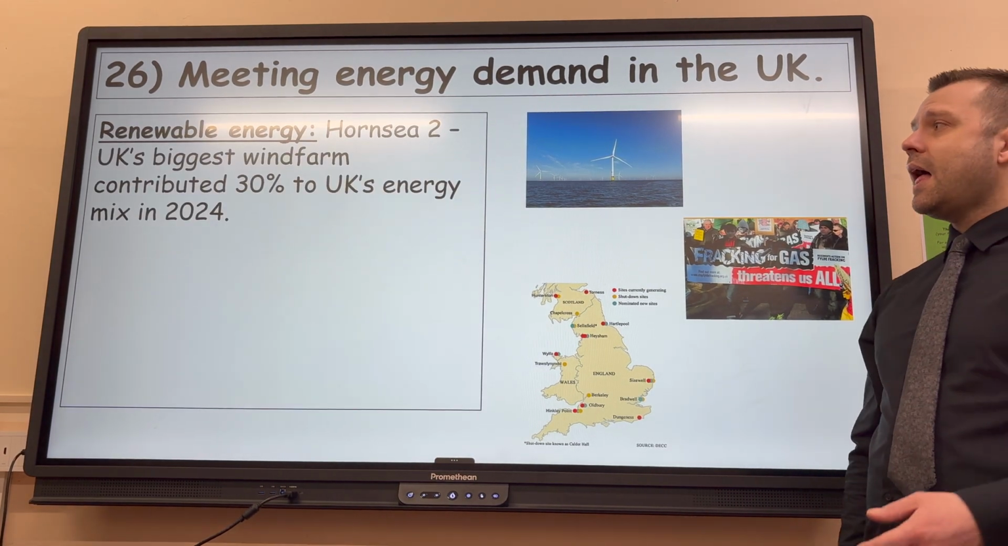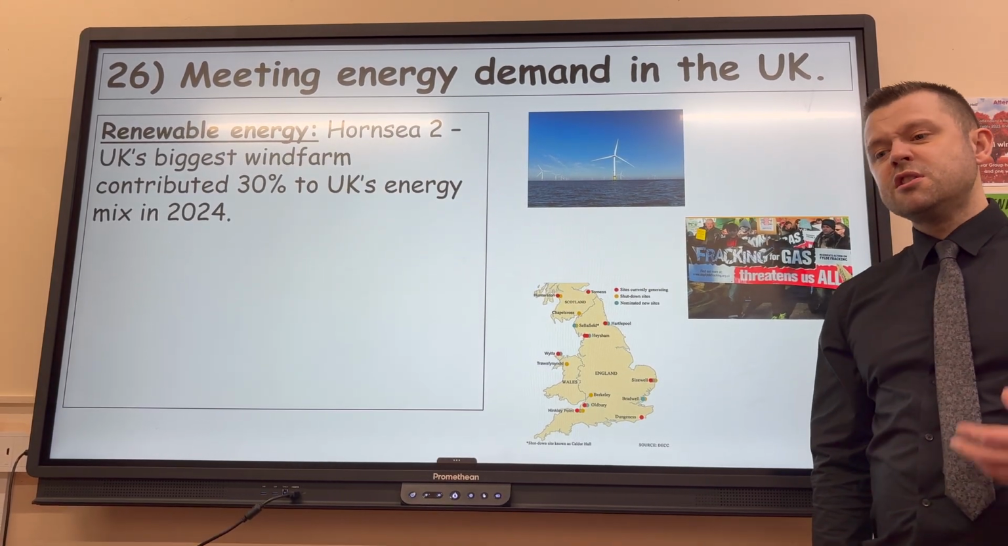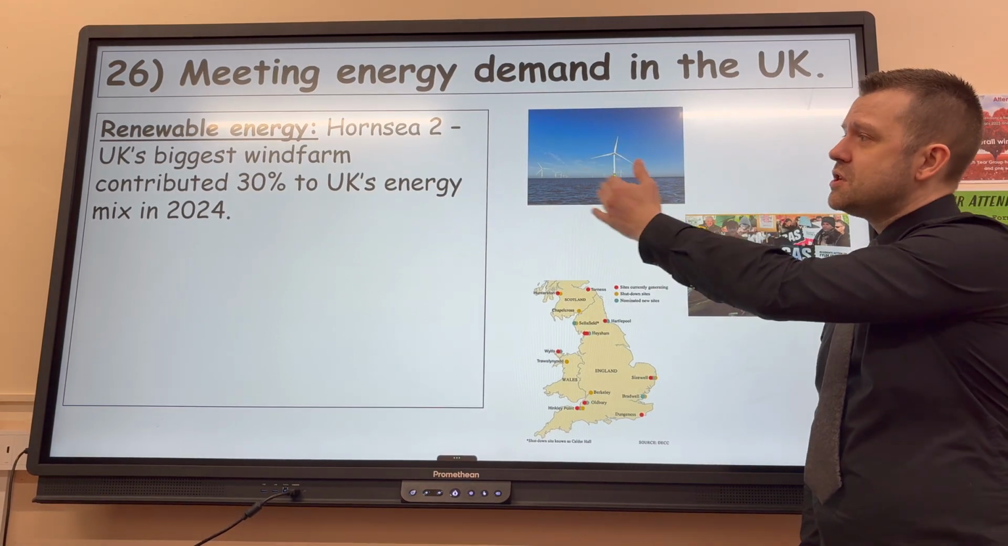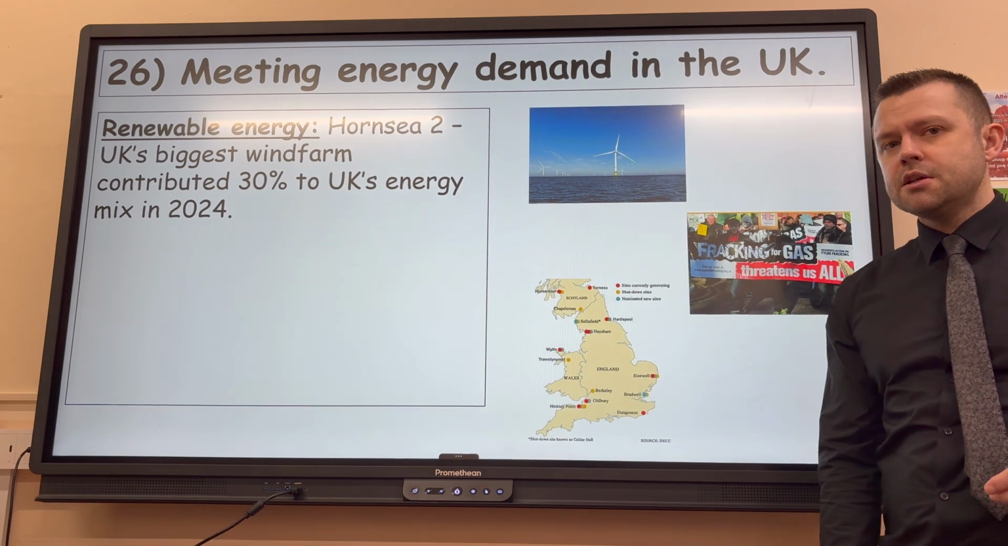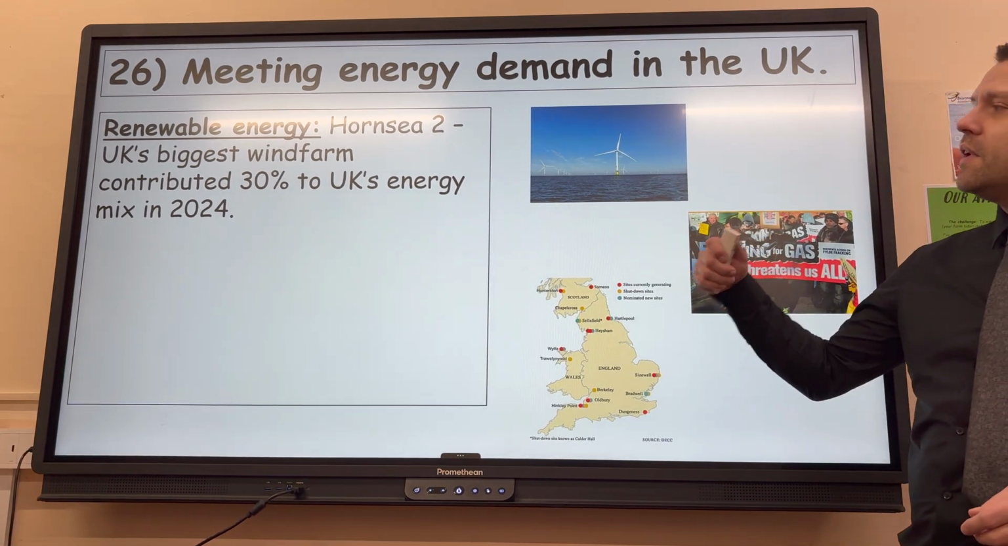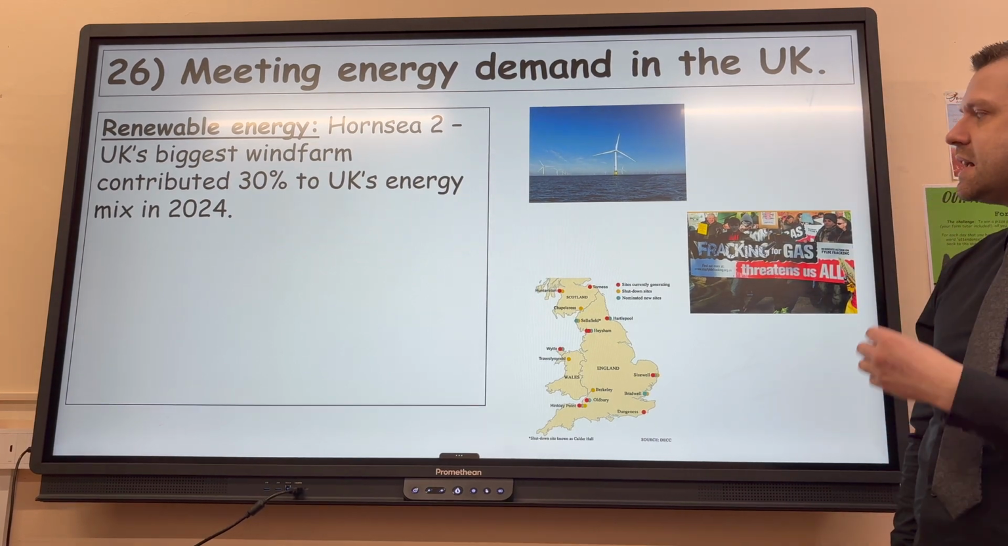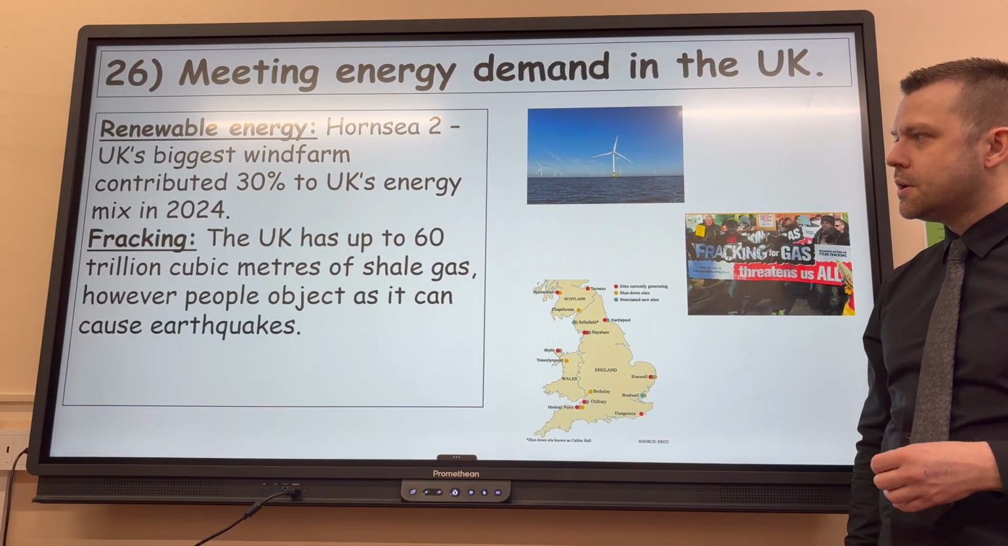So, renewable energy is an alternative to burning fossil fuels. And one example we can look at is Hornsea 2, and it's the UK's biggest wind farm off the east coast of England. And in 2024, it's actually contributed 30% to the UK's energy mix.